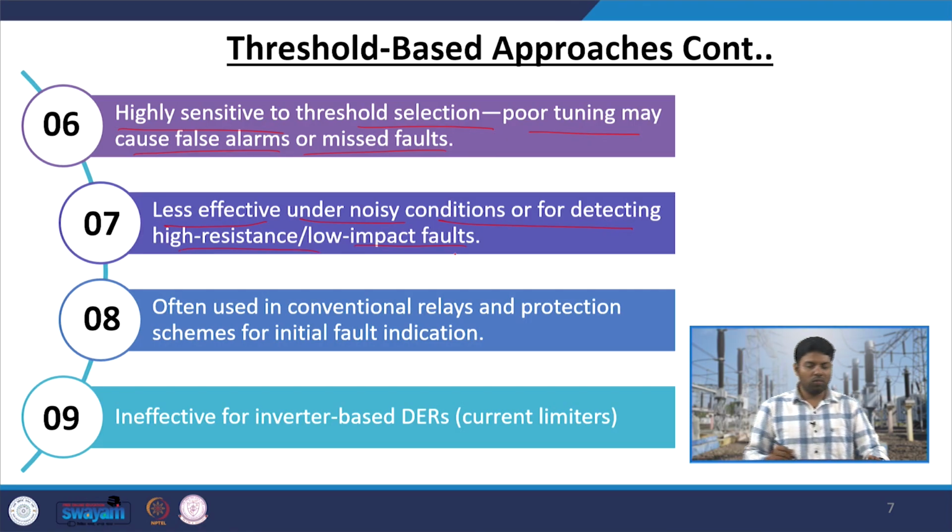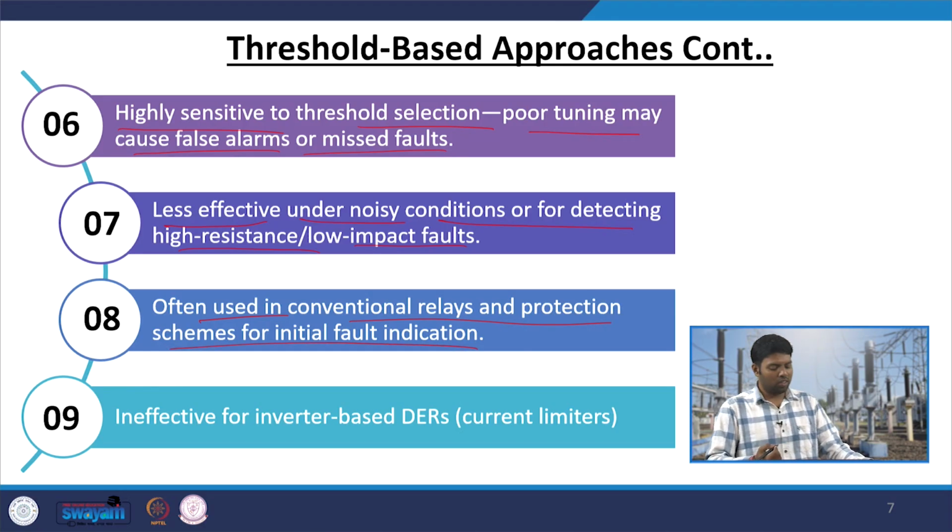Okay? That means when it is a noisy environment, that means your fault current keeps on varying. So, at that time it cannot sense it, because sometimes it goes below threshold, sometimes it goes up to the threshold. So, that creates a nuisance. It is often used in conventional relays and protection schemes for initial fault identification, that is for the passive distribution network.